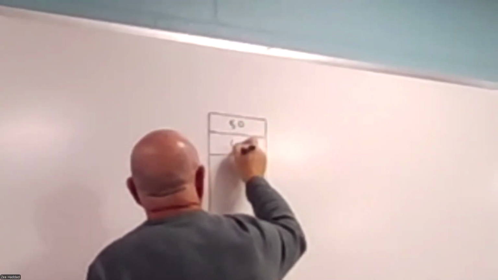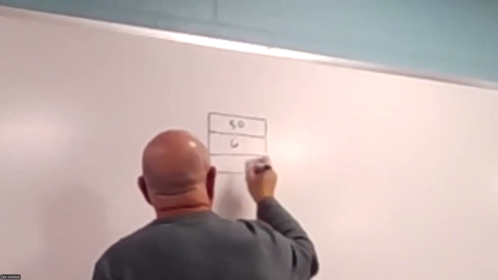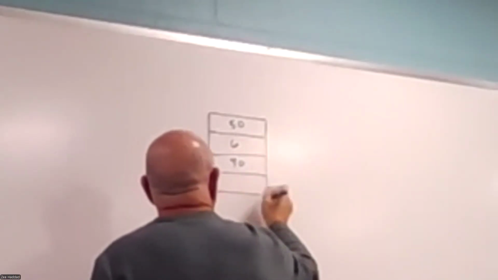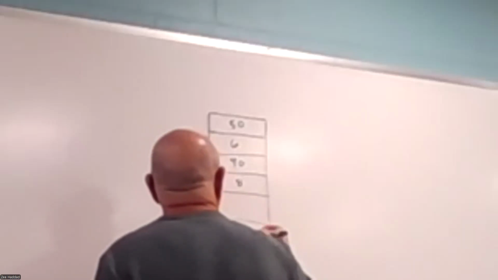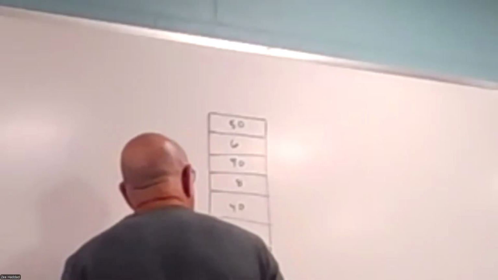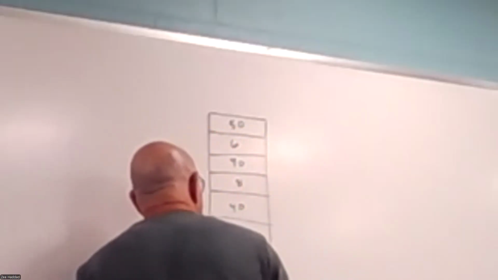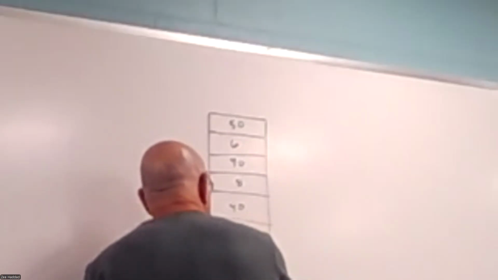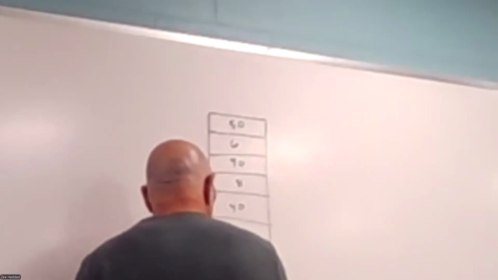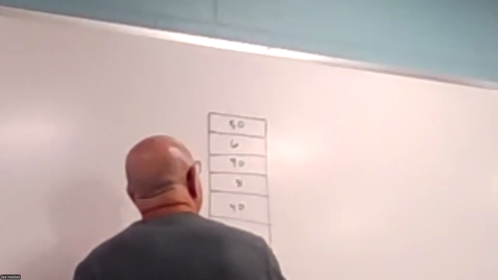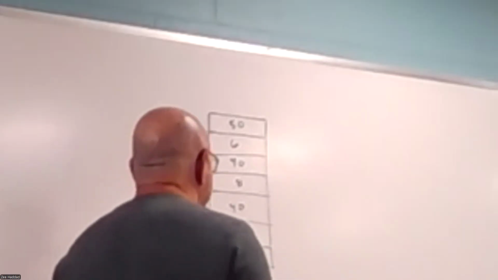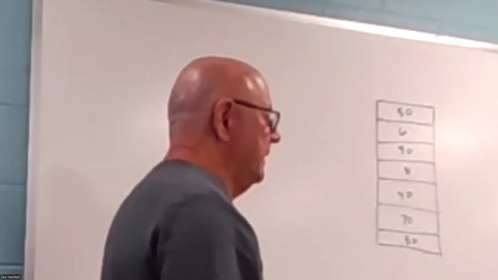60, let's say 6, 90, 8, I don't know, 40, 70. That's two. I'll just do one more. And 50. Now I want to alphabetize, sort that list from small to large.